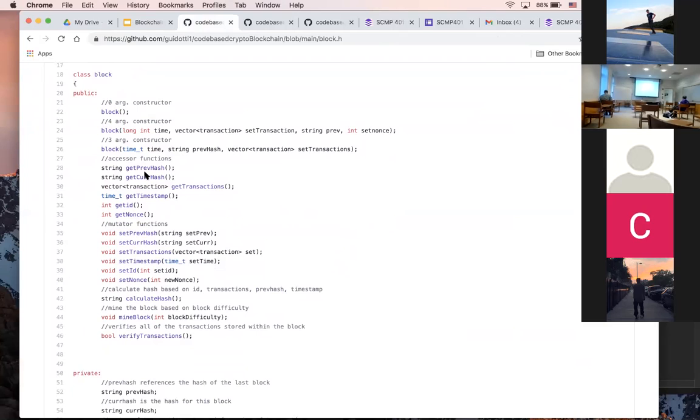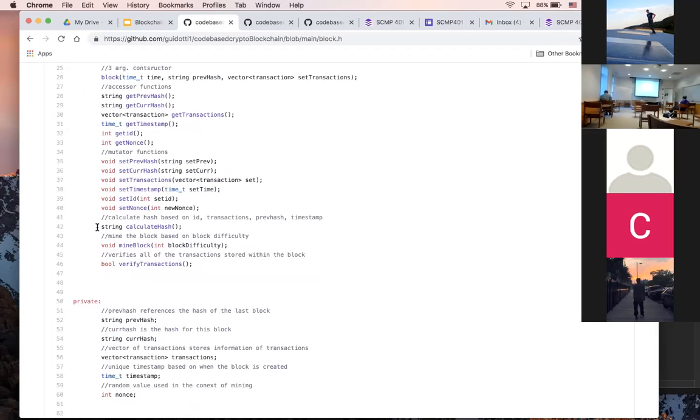So these first few up here are just accessors, mutators, constructors. So that's not that interesting. But the last few functions here are obviously calculate hash. We need to hash all the information, all this stuff down here into the block, and that's how the blocks are connected. We need to have a method to mine blocks. So whenever you want to add a block to the transaction, you have to go through the mining process that I've talked about before of finding the nonce value based on the block difficulty.